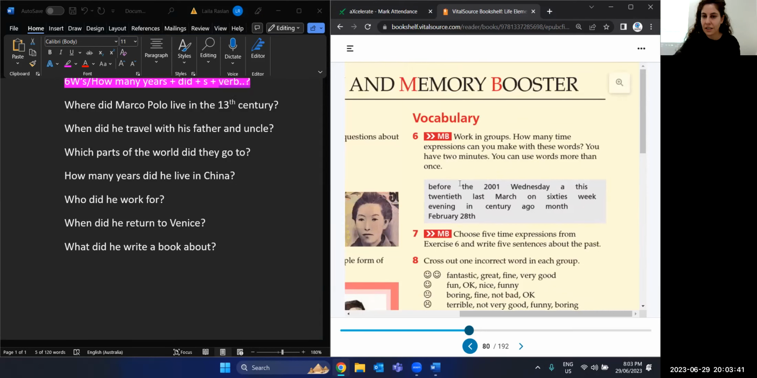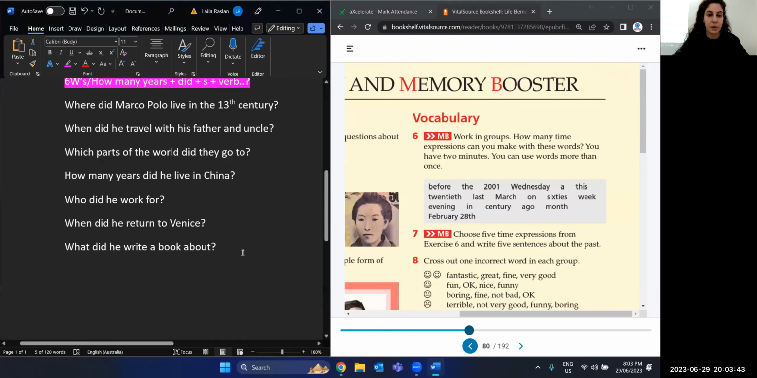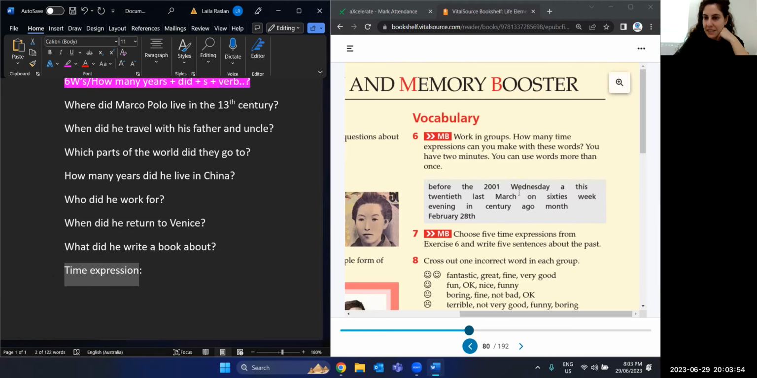Let's have a look. These were some time expressions. Remember, we just looked at them before. So it's easier to put the time expression in the beginning. So let's make some sentences. Starting with Daniel. Use the time expression last evening. A sentence. Last evening.